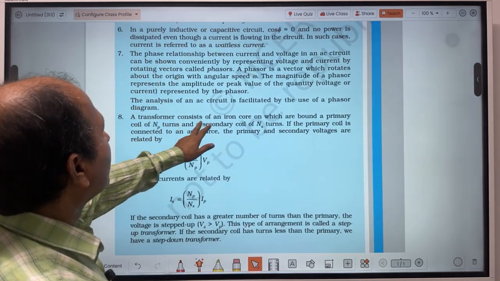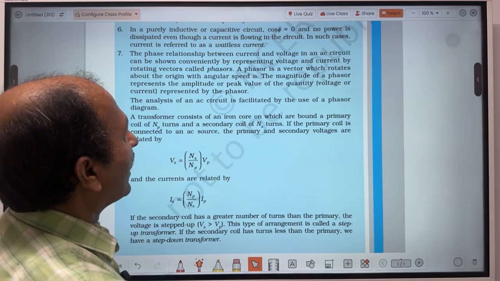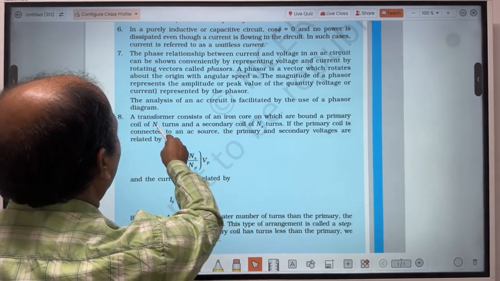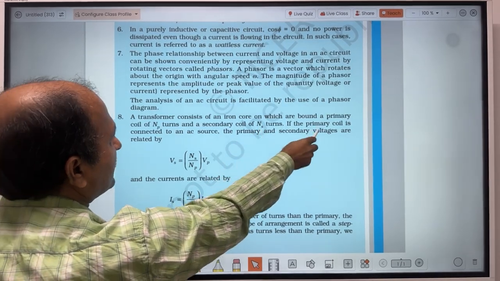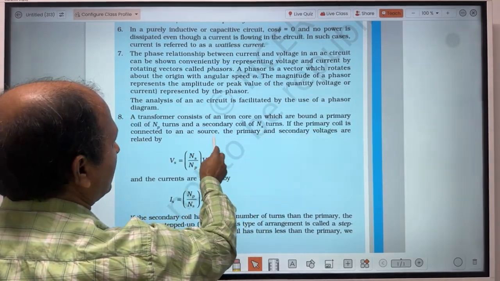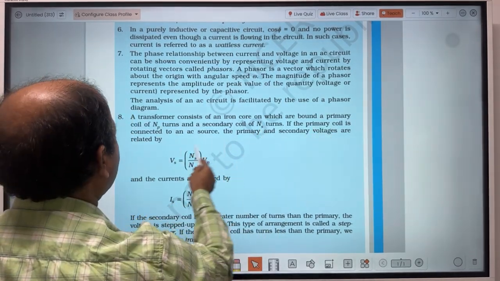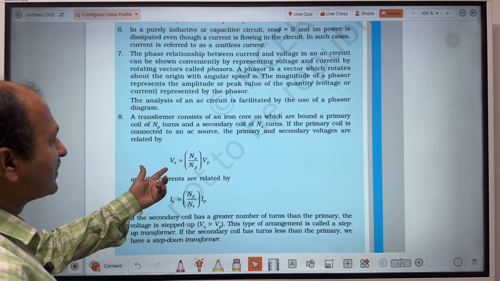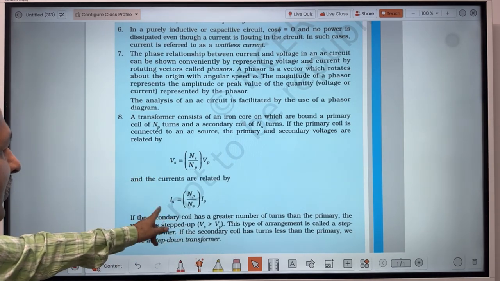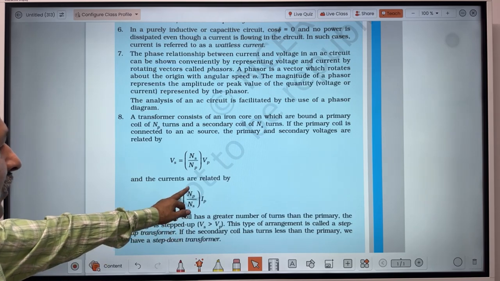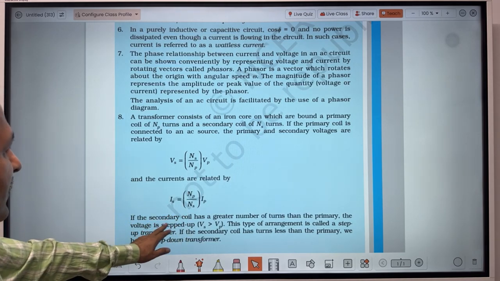Then comes the transformer. A transformer consists of an iron core on which are wound a primary coil of turns Np and a secondary coil of turns Ns. The primary coil is connected to an AC source. The primary and secondary voltages are related by the formula Vs upon Vp equal to Ns upon Np, and current is just opposite. Is upon Ip will be equal to Np upon Ns.